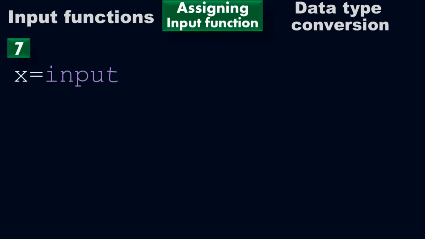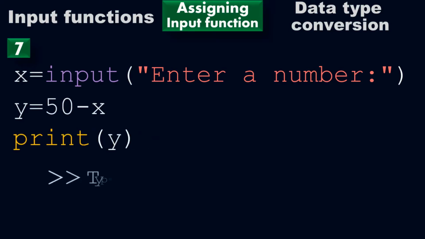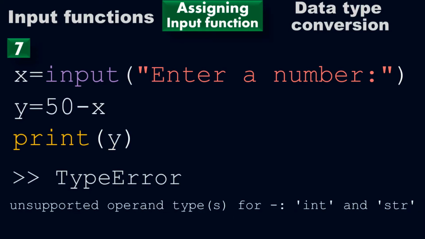Example number 7. x equals input of "enter a number", and y equals 50 minus x. When you take the print of y, you will get a type error. What kind of type error? Unsupported operand types for int and string.